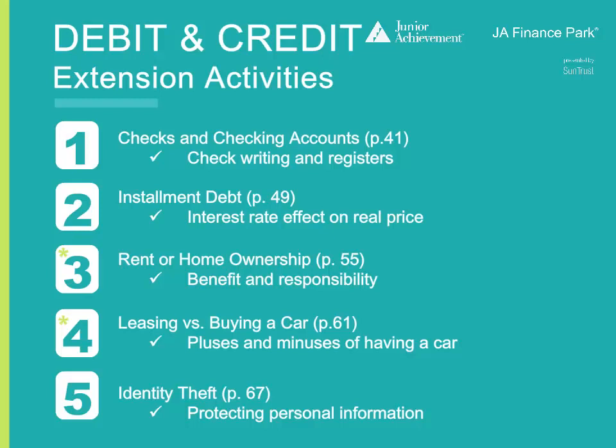You'll notice that Extensions 3 and 4 have asterisks because they directly connect to the simulation. Students will have to make decisions on renting or owning a home and buying or leasing a car during their visit to JA Finance Park. Extension 5, students learn about how they can protect themselves from identity theft.